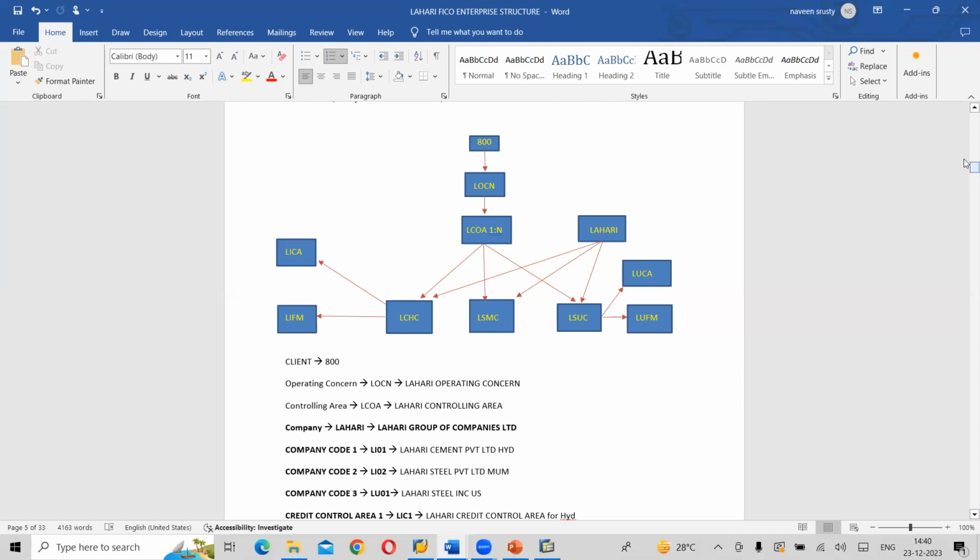So as I said, that operating concern we are not going to use now. This will be the controlling module, and Lahari controlling area also, when we enter into new GL accounting. Initially, for a few classes, we will discuss classic GL. Once we understand classic GL accounting thoroughly, then we will move into new GL accounting. So at the time of new GL accounting, we are going to discuss this controlling area part, meaning after 15 sessions or something like that.